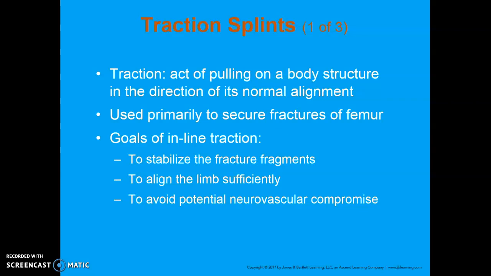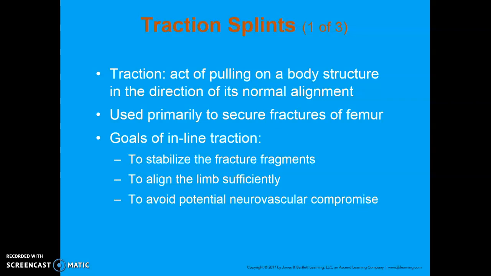Traction splints, we play with these every lab day. So you end up applying inline traction on a body structure in the direction of its normal alignment. It's the most effective way to realign a fracture of the shaft of a long bone so that the limb can be splinted more effectively. The primary use is to secure fractures of the shaft of the femur, but there are some other ones. In the field, we pretty much only utilize traction splints for femur fractures.